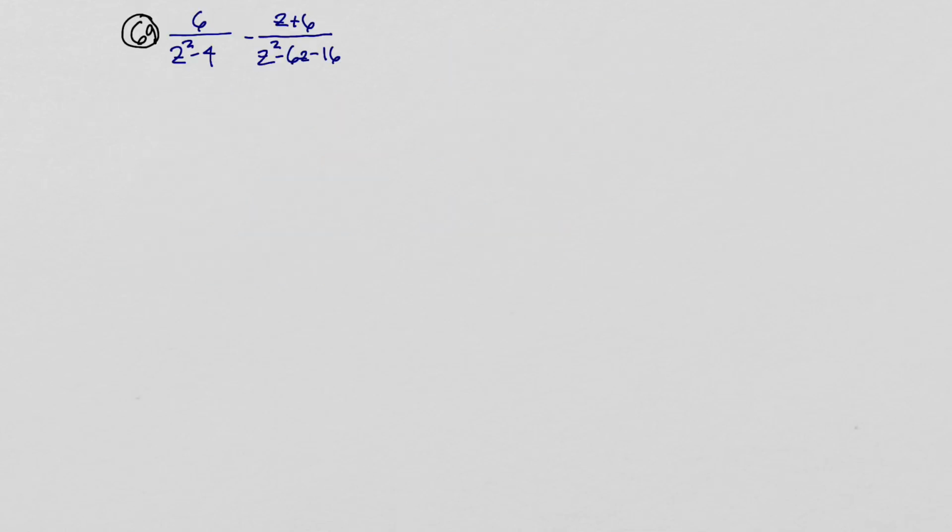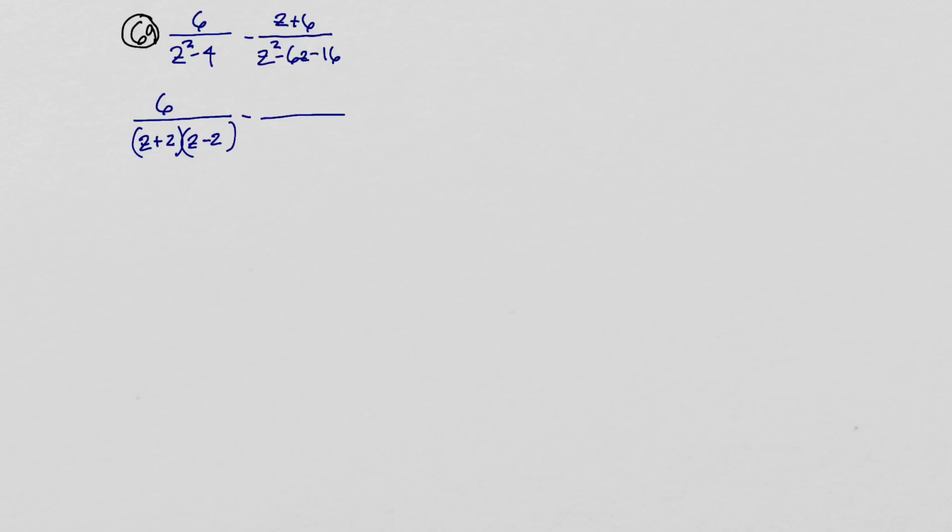Number 69, again, we've got different denominators. So let's begin here by factoring these denominators. So let's just rewrite what we've got. How about 6 over, difference of two squares, right? Factor as conjugates. Z and Z, 2 and 2, make 1 plus, 1 minus.